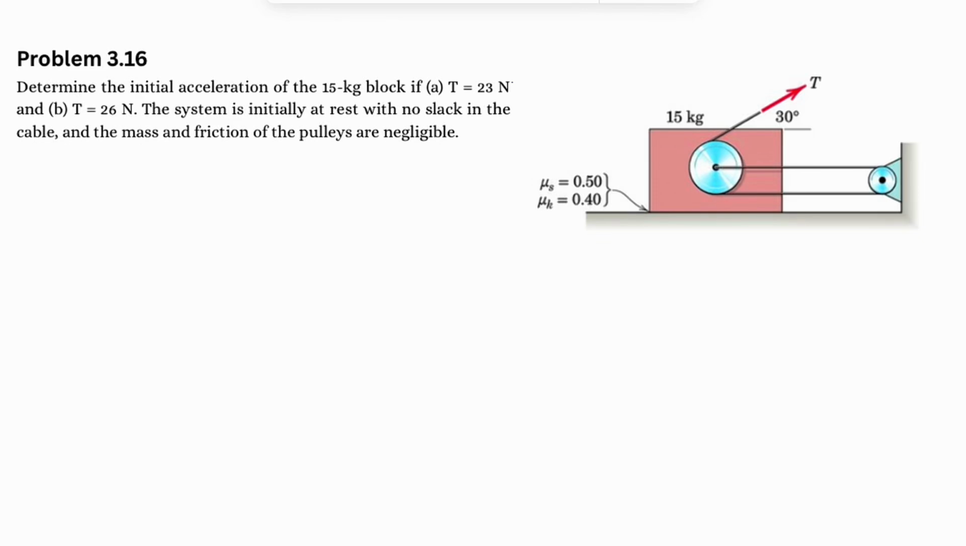Okay, so welcome back. We have another question from Dynamics by Meriam, and we need to determine the initial acceleration of the 15 kilogram block if in the A part T is 23 newtons and in the second part T is 26 newtons. And the system is initially at rest, so no slack in the cable, and the mass and friction of the pulleys are negligible.